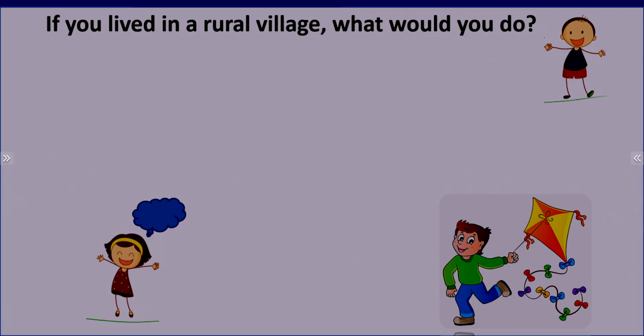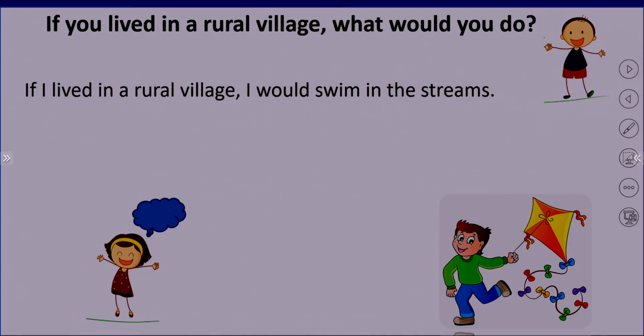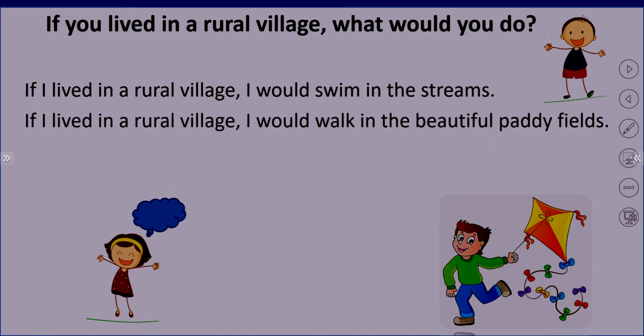Right, let's take a look at the sentences now, one by one. If I lived in a rural village, I would swim in the streams. Right, so this is one activity I would do. And then, if I lived in a rural village, I would walk in the beautiful paddy fields.